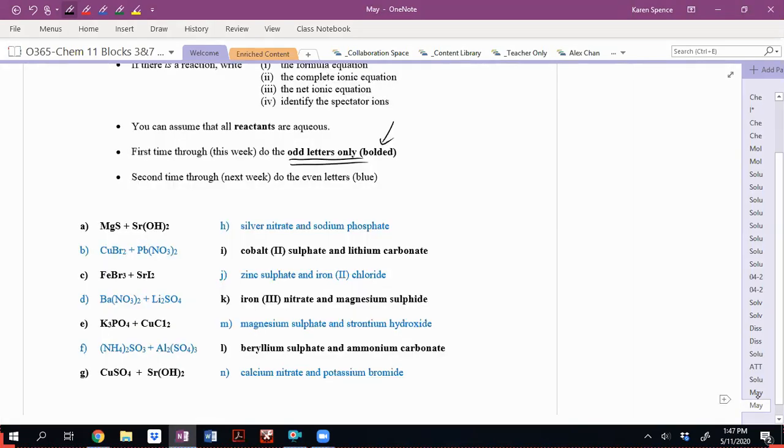Just make sure that you're writing the correct formula. Don't just smash those ions together willy-nilly without balancing the charges. Be careful about writing your products, making sure that cations go with anions. You don't want to have two anions together. That would be bad news. So just take care at every step along the way, and make sure you include your charges and your states.